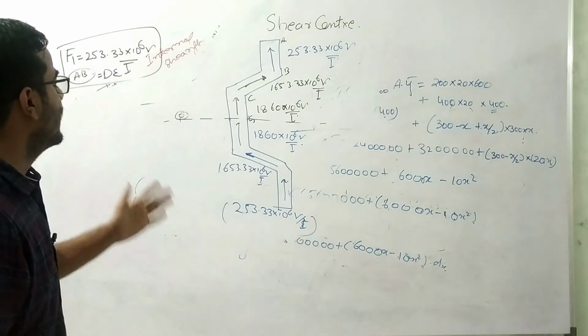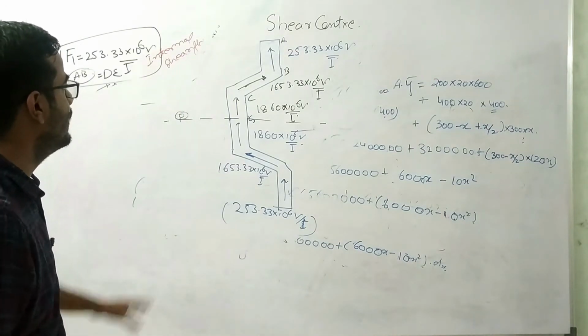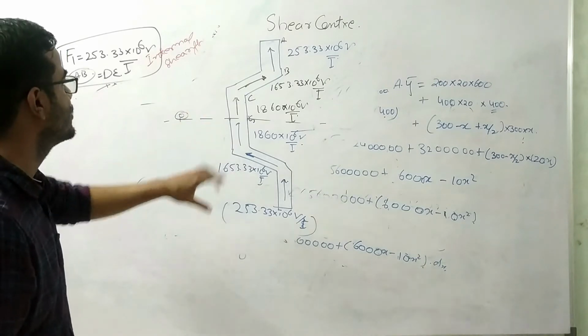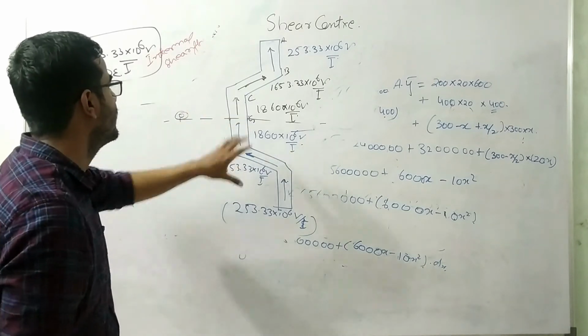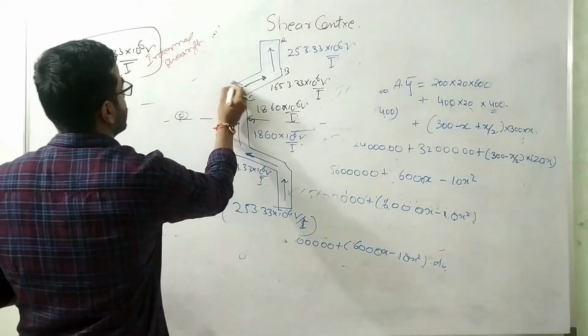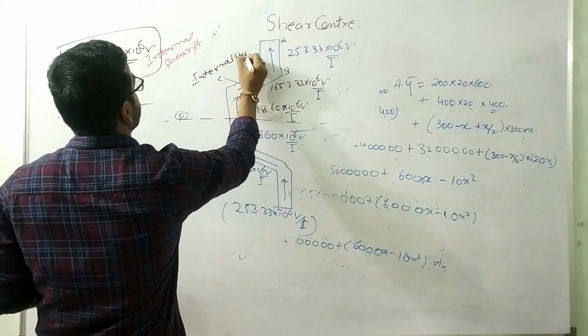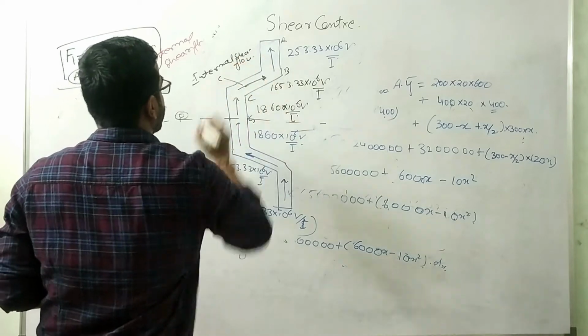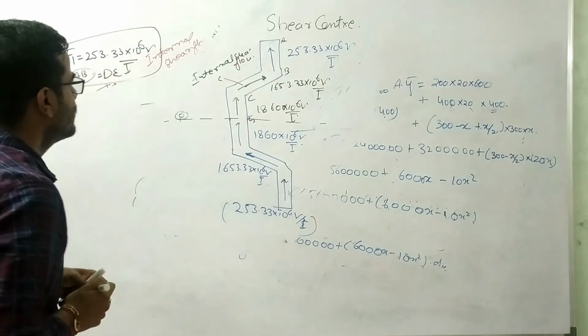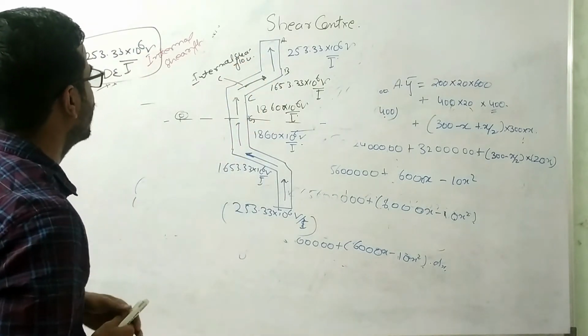For that, I need to calculate the resultant of this internal shear flow. This is basically your internal shear flow. Okay, this is internal shear flow. I need to calculate the resultant.